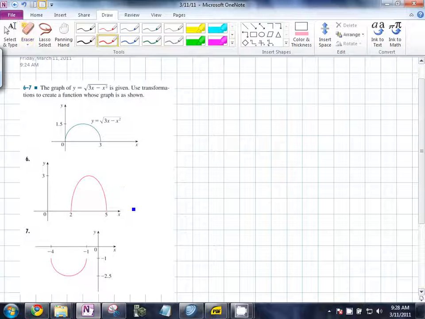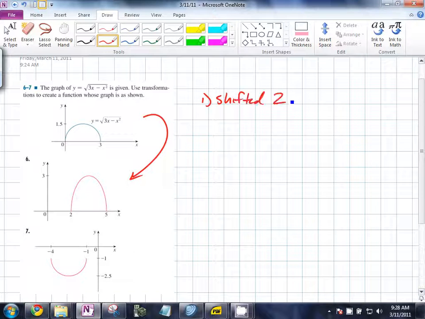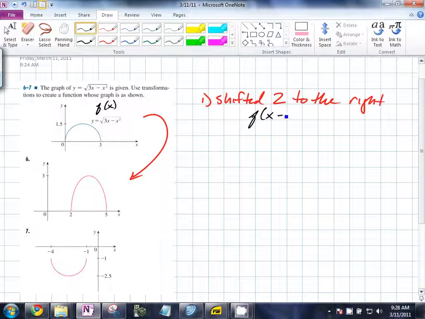So what's the first thing you notice? What's one thing that happens between the base function and 6? It's shifted to the right, it looks like. Yeah, shifted to the right how much? So let's say this is f of x. If you shift it 2 to the right, that means you're going to do f of x what? Minus 2. So now what do we have?